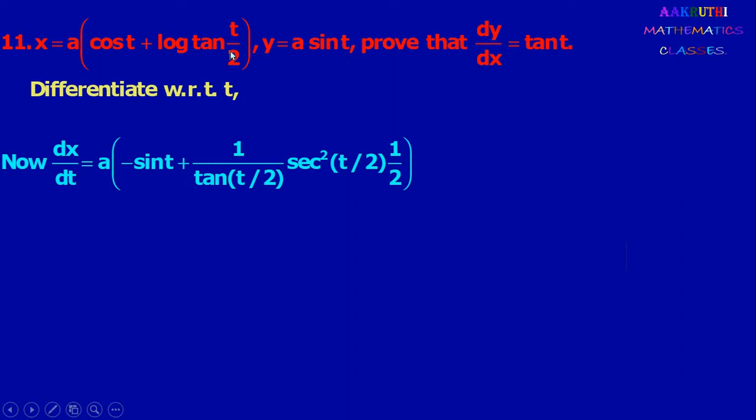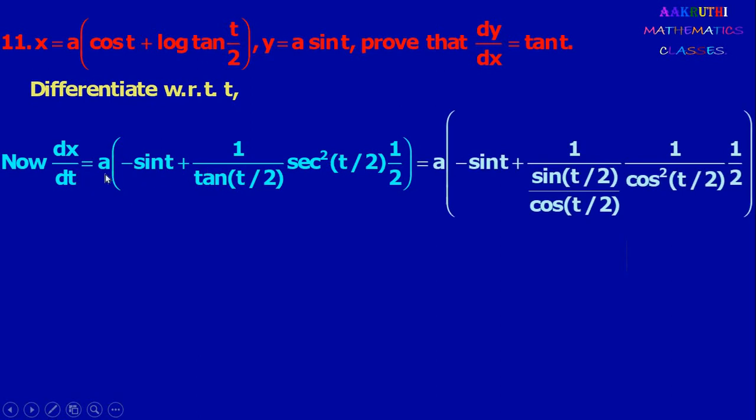So log tan t by 2 differentiation is 1 by tan t by 2. Again tan t by 2 differentiation is secant square t by 2. Again t by 2 differentiation is 1 by 2. To simplify this, we get dx by dt is a constant as it is minus sin t, 1 by tan t by 2 can be written as sin t by 2 divided by cos t by 2. And secant square t by 2 is 1 by cos square t by 2. Secant square theta is 1 by cos square theta. So therefore secant square t by 2 is 1 by cos square t by 2 into 1 by 2 as it is. Now here we can cancel cos t by 2 and cos t by 2.